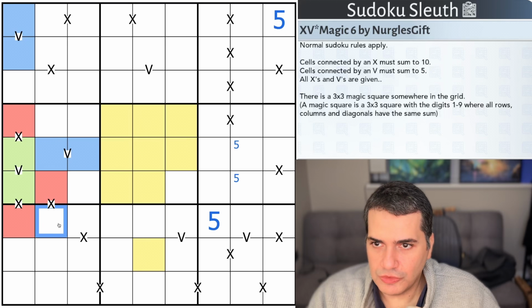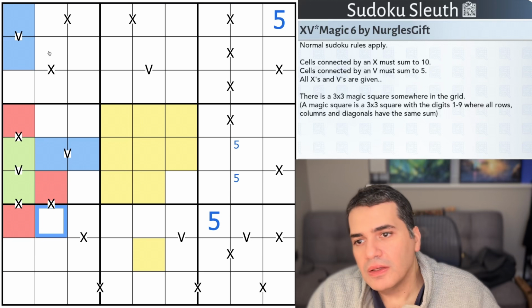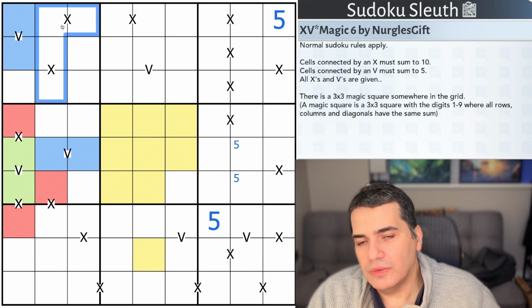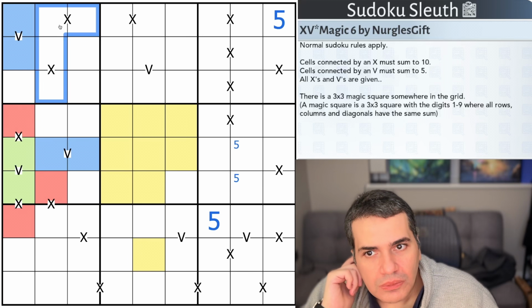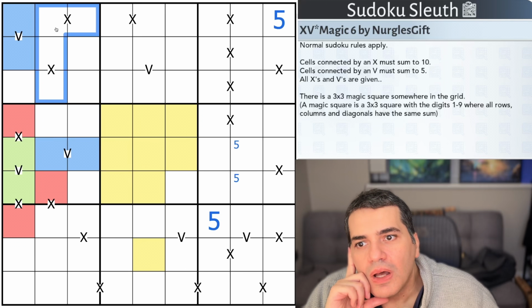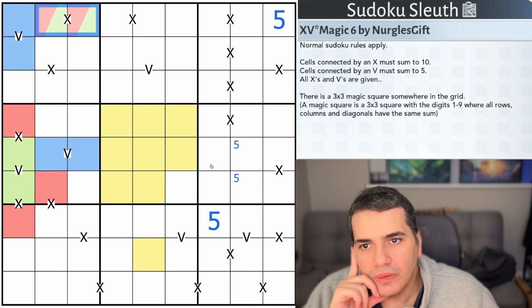That is a low digit. I don't actually know what it is. There is a green and a red in both of these. Not sure how that helps me, if I'm honest. Ooh. Right, so green, red in here.